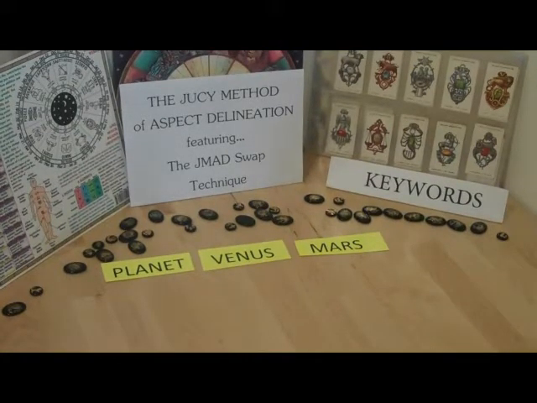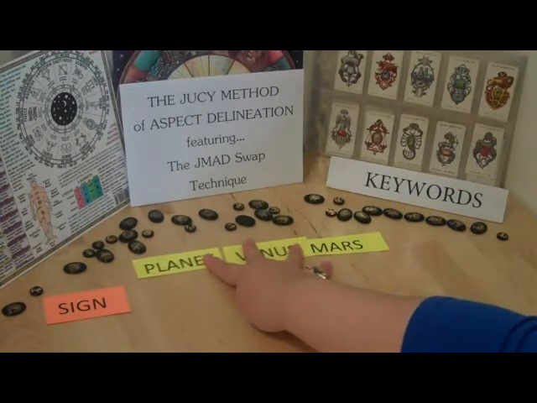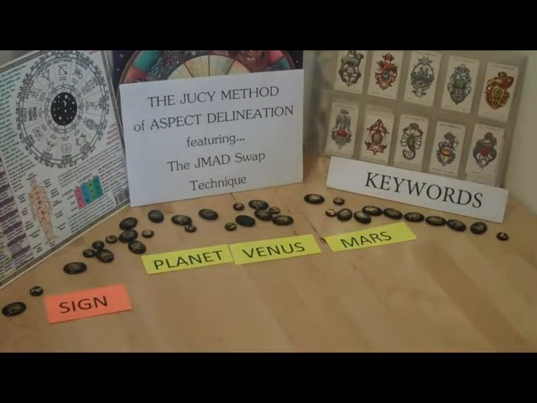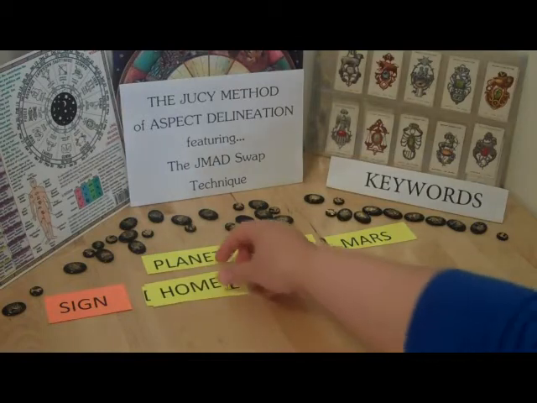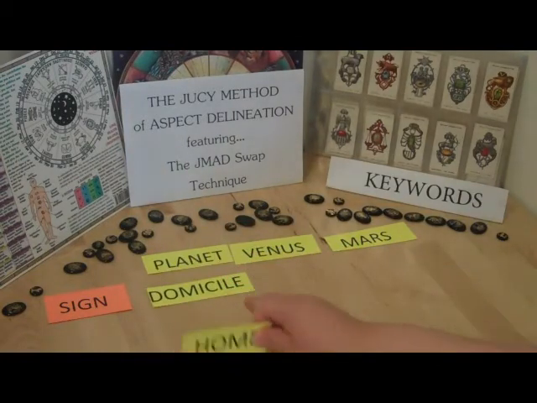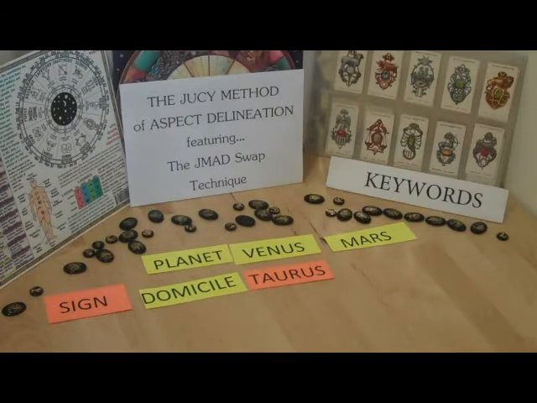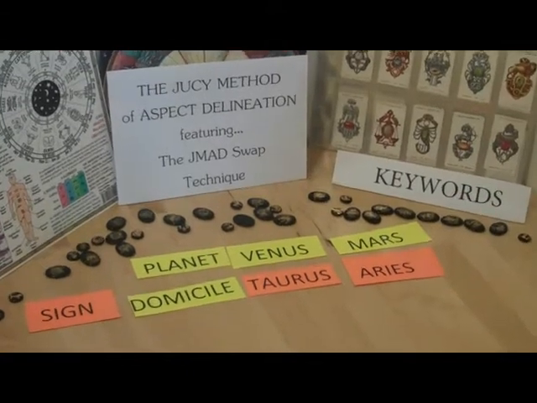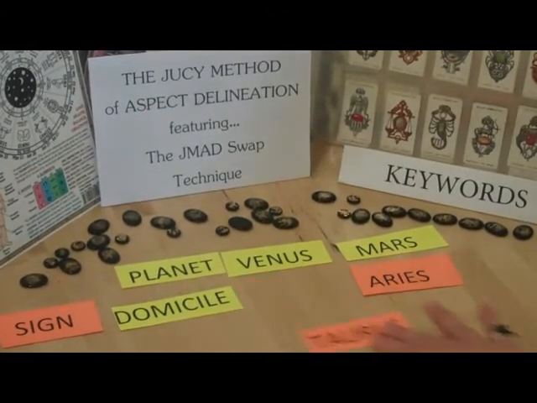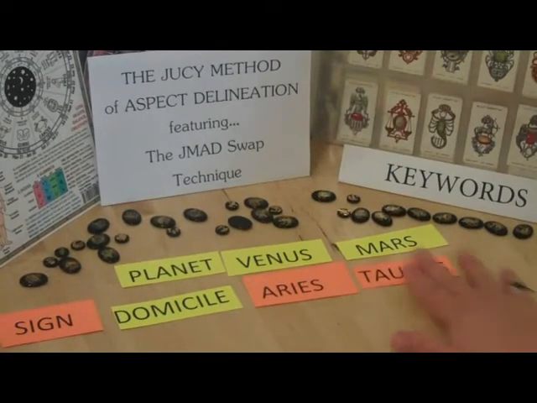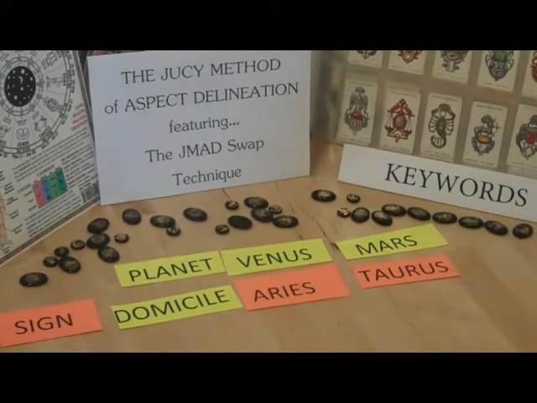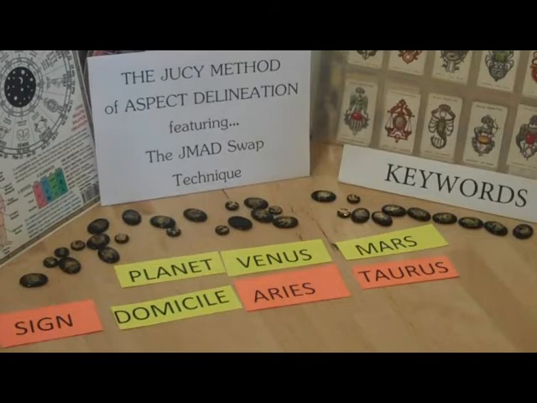Now let's use the JMAD swap technique, which includes the sign, and we're going to be looking at the domicile sign, which is also known as home. So for Venus, that's Taurus, and for Mars, that's Aries. And now what we're going to do is swap the domicile signs. So we now have Venus Aries and Mars Taurus.